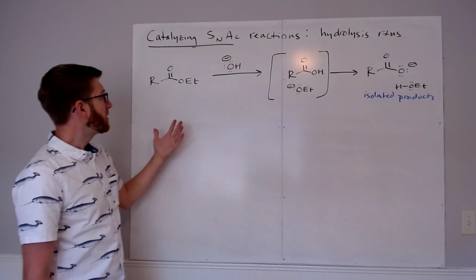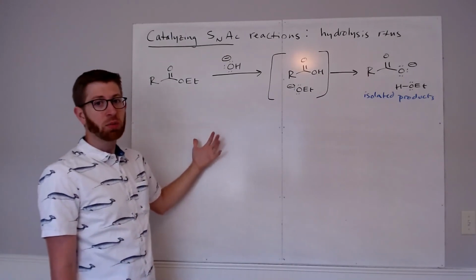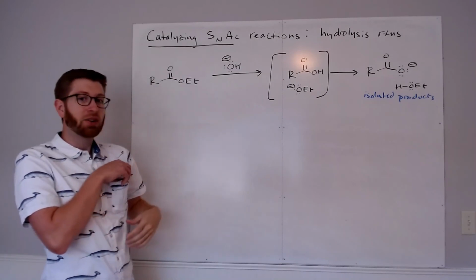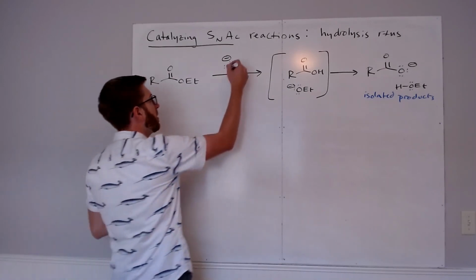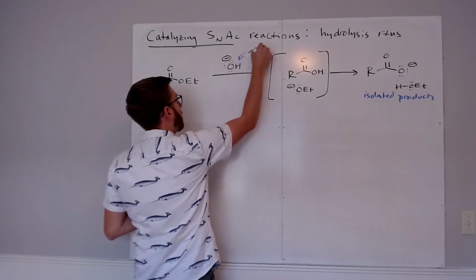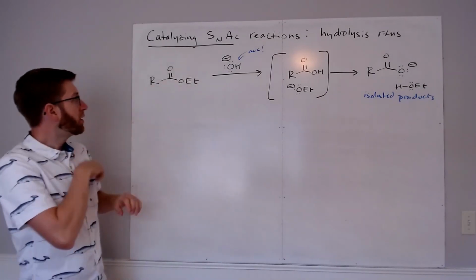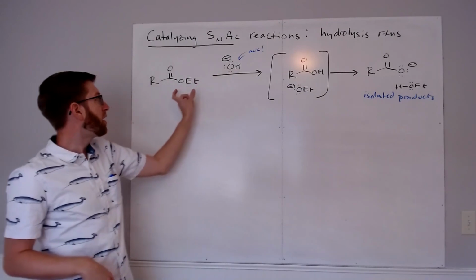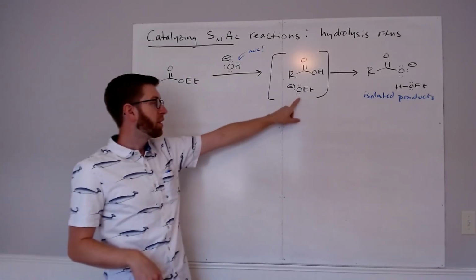And what we find is that it looks a little bit like a normal SNAc reaction, where a hydroxide can function as a nucleophile. It's not just a base. And that would give us a carboxylic acid. So we're going to exchange the nucleophile for the leaving group piece and OEt minus.